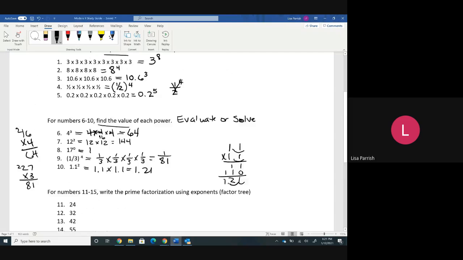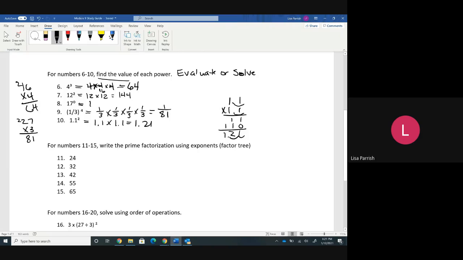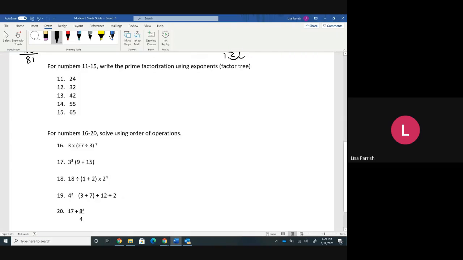So again, 6 through 10: find the value of the power. You have to show your expanded form and you have to solve it and get the answer. Now, I'm not going to work every one of these on these next 2 sections because we just did these Monday and Tuesday in class. But I just want to make sure you know what to do here.